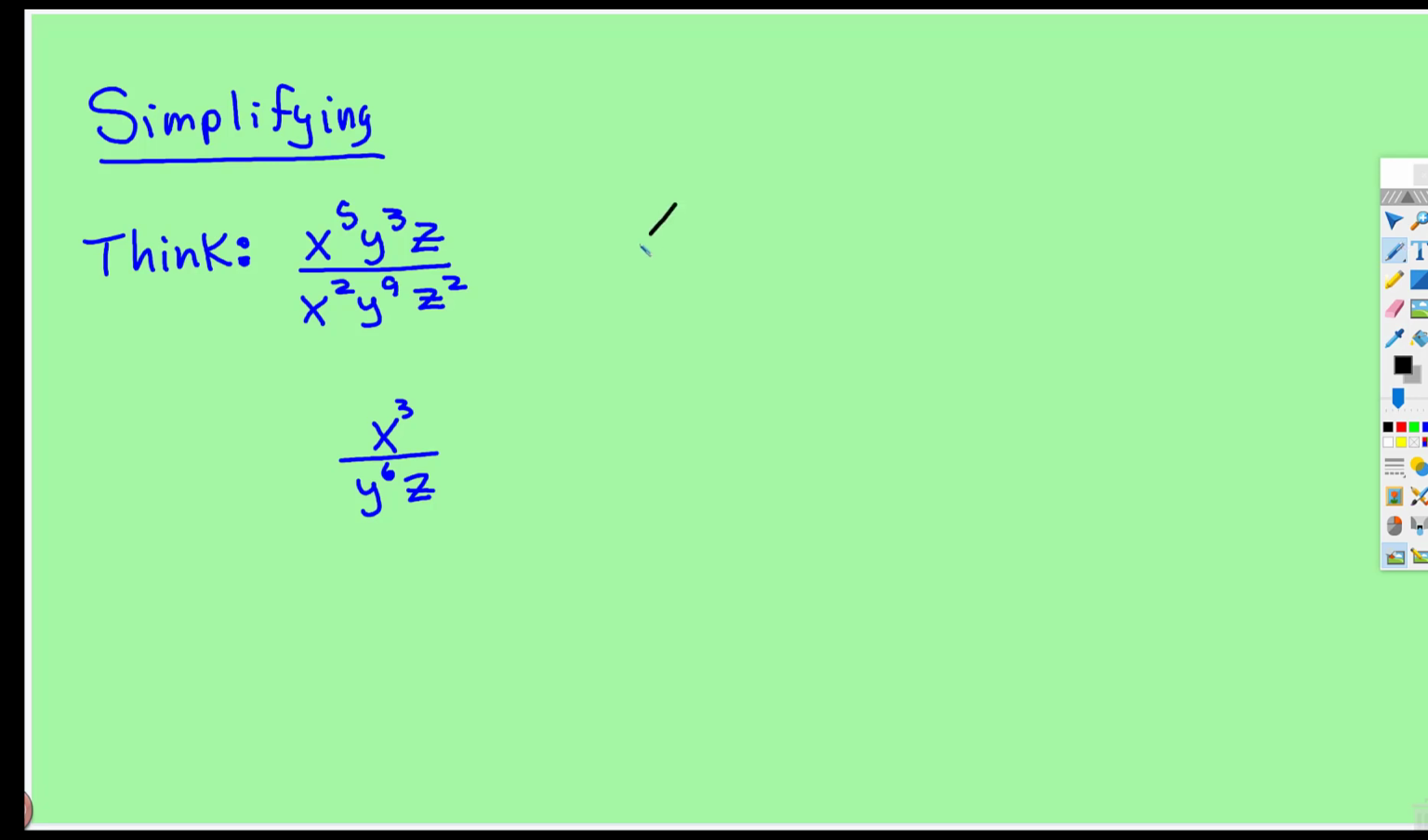So if you rewrote that as separate fractions, x to the fifth over x squared times y cubed over y to the ninth times z to the first over z to the second. Well, you know the laws of exponents. When you're dividing powers of the same base, sorry about that, you subtract. Well, 5 subtract 2 is positive 3, so x cubed stays in the numerator. 3 subtract 9 is negative 6.